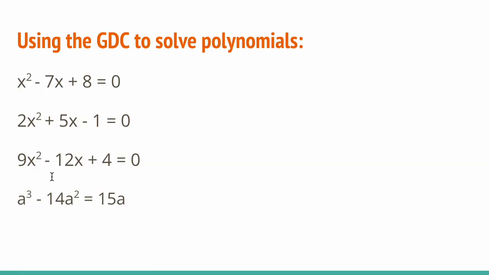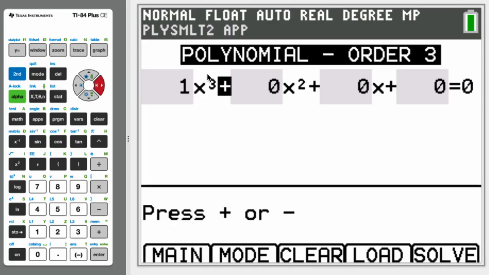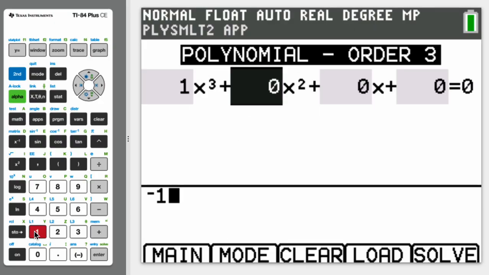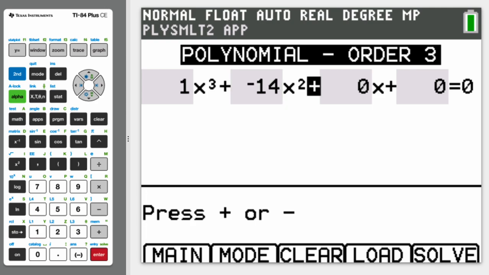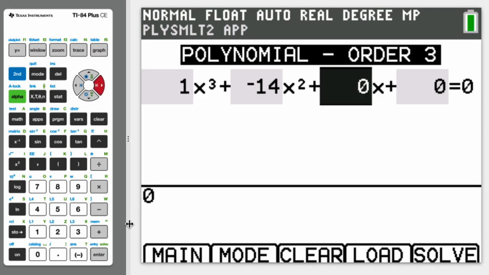And this time I have 1x cubed minus 14x squared. So 1x cubed and then negative 14 for the squared. I have a negative 15a because I need to take it to the other side. I can only use this when the equation equals 0. So I'm going to subtract 15a from both sides. So I also have a negative 15a.